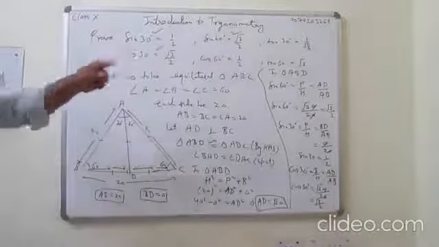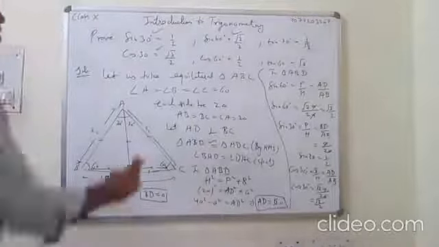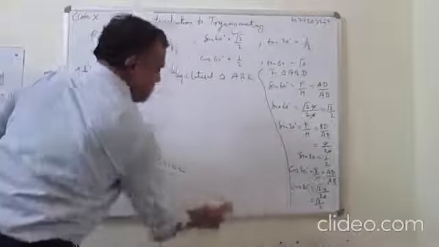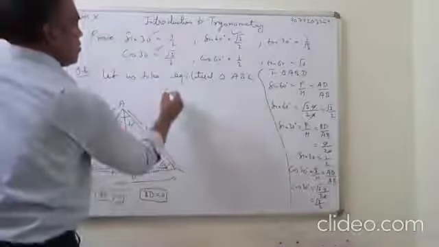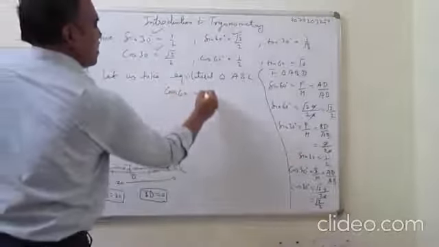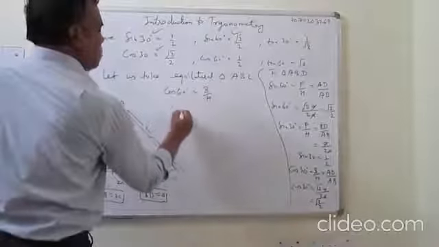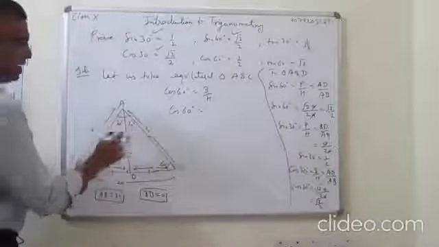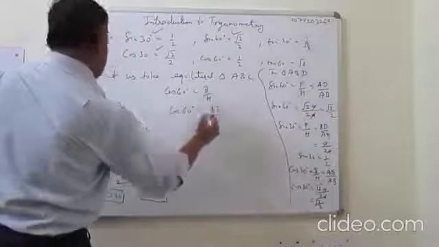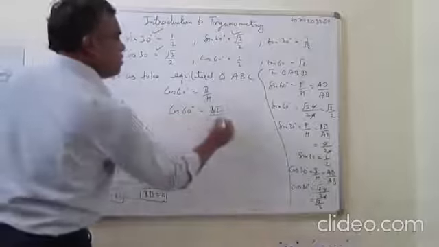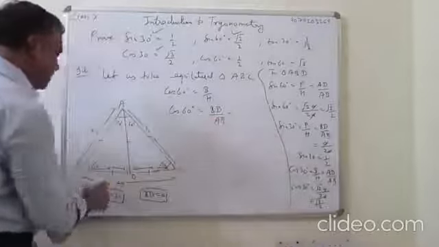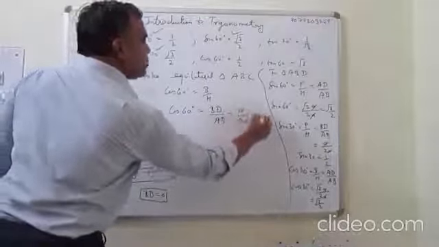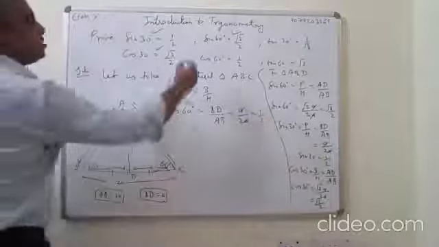Now I will calculate cos 60. Cos 60 is equal to, again, base upon hypotenuse. What is base now? In cos 60 base is BD, hypotenuse is AB. What is BD? BD is A and AB is 2A. So it is 1 upon 2. Cos 60 is 1 upon 2.